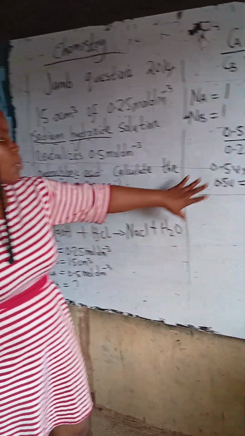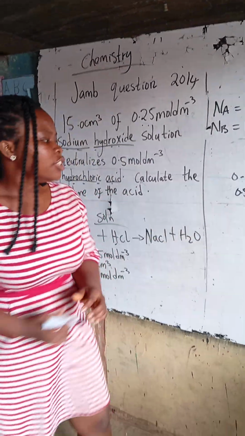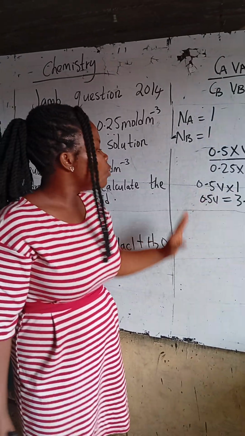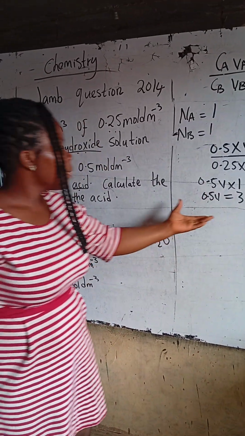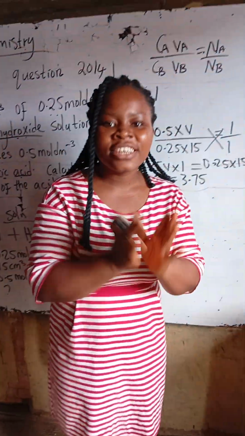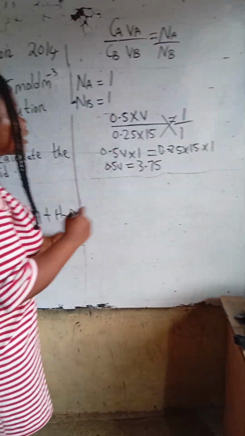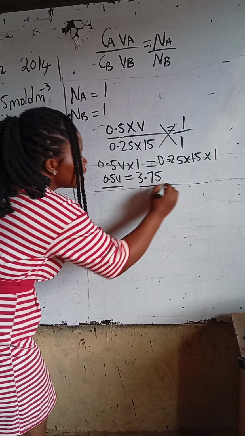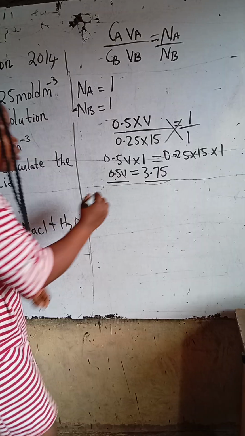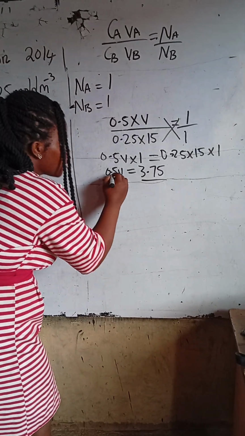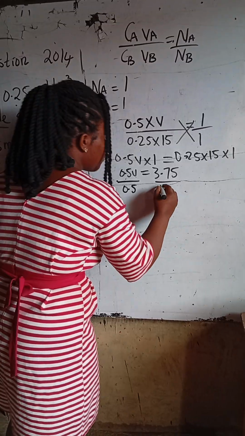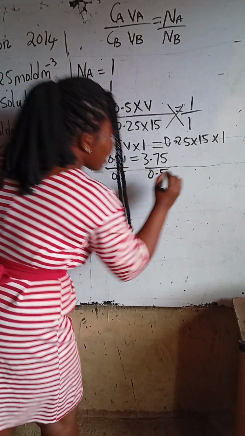Now the next step is to find the value of our V. If you notice, our V has a coefficient. The coefficient of our V is 0.5, and in order for us to find the value of V, we need to make V stand alone. And how do we achieve that? We achieve that by dividing both sides by the coefficient of V, which is 0.5. So we have 0.5 V divided by 0.5 is equal to 3.75 divided by 0.5.